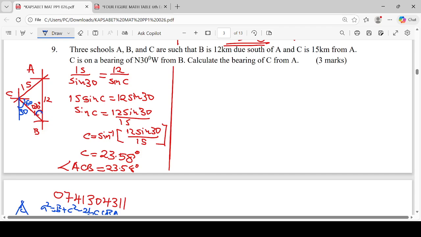So we are going to have it standing in this manner. We need to be very, very keen and vigilant. Because this is 30, and the whole of this one here, we found it as 23.58.